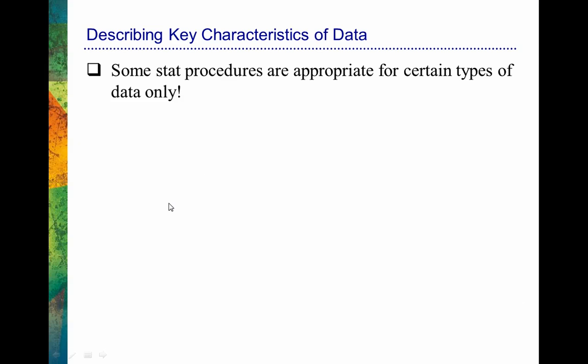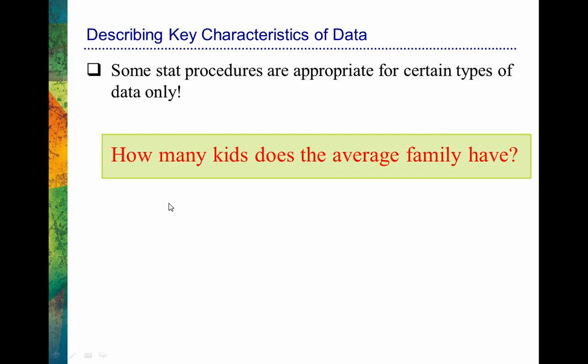So when we're describing key characteristics of data, we can describe data with a variety of different terms. And the reason why this is important is because some statistical procedures are appropriate for only certain types of data. Here's a good example. You've lived long enough that you've probably heard an average family has something like 2.5 kids or 2.8 kids. And we always kind of chuckle at that because we realize it doesn't make a lot of sense. There's not one family that you know of that has 2.8 kids.